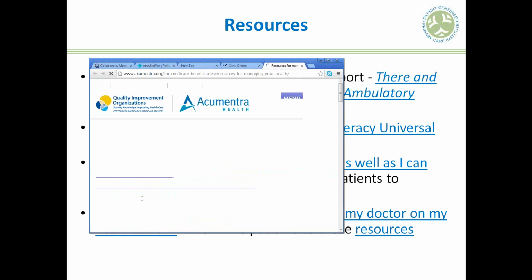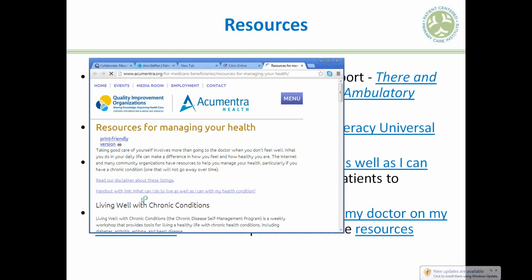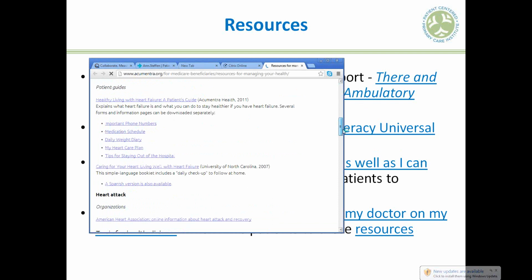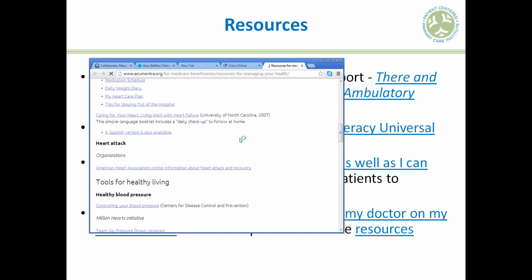So when you go to the AcuMentor website, if you click on one of these, you'll see a variety of resources available here, a large number. Here's some heart failure pieces that we share, and some of those are also done in Spanish. They were translated into some other languages, but we updated the book and couldn't find any funding to increase the translation level.